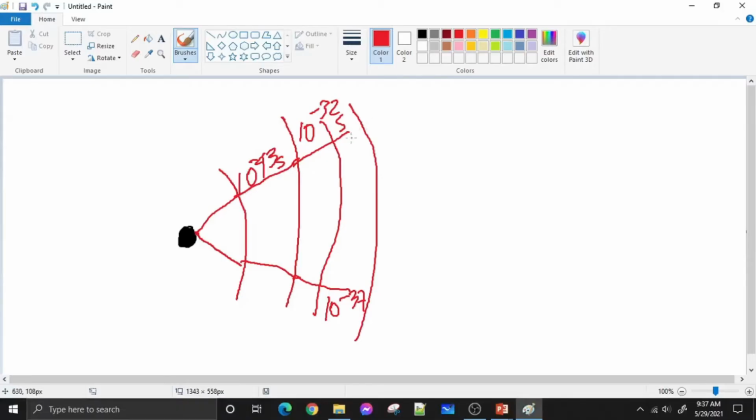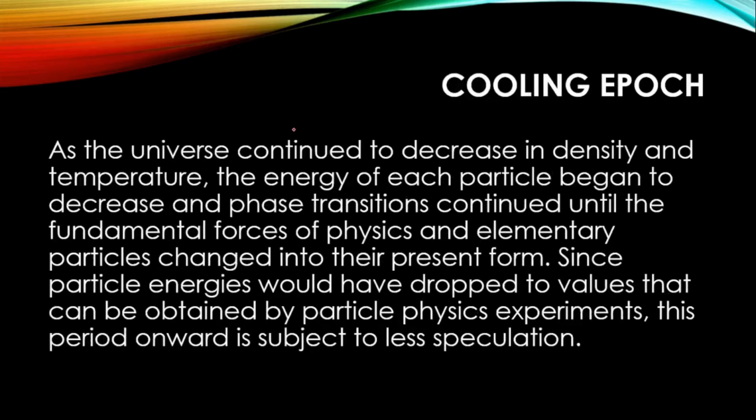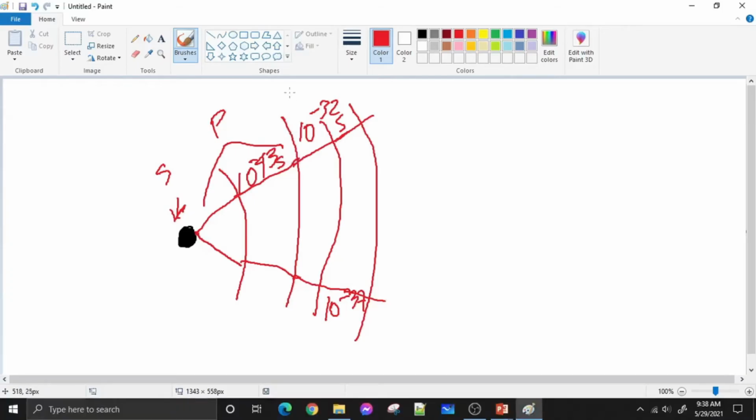what we call the cooling epoch. Okay, so the first is the singularity, and then it began to expand, what we call the Planck epoch. So this is the singularity, this is the Planck epoch, and then the inflation epoch, and then the cooling. Okay, so singularity, the Planck, the inflation, and then the cooling.